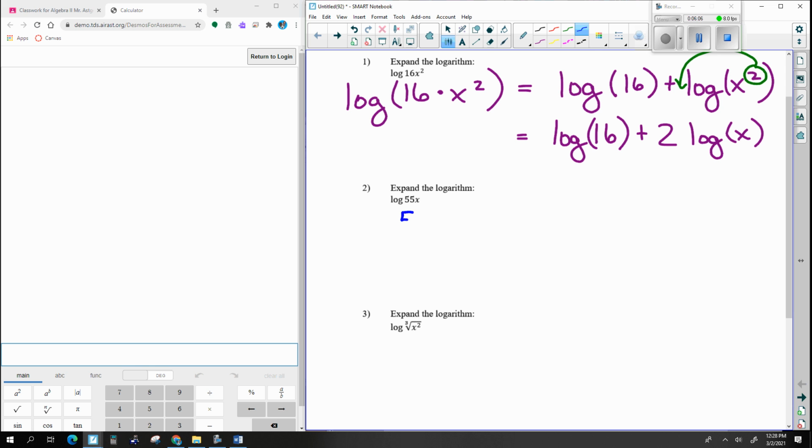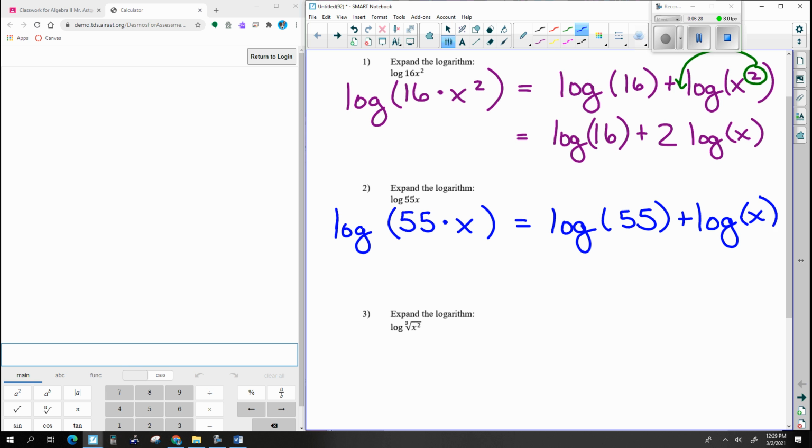Here we have log of 55 times x. I turn any multiplications and divisions into pluses and minuses. So this would be log 55 plus log x. Then I analyze my answer. I look for any exponents. I don't have any exponents, so that's as good as it gets.